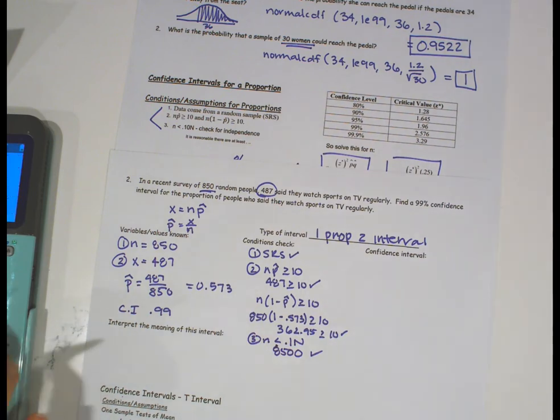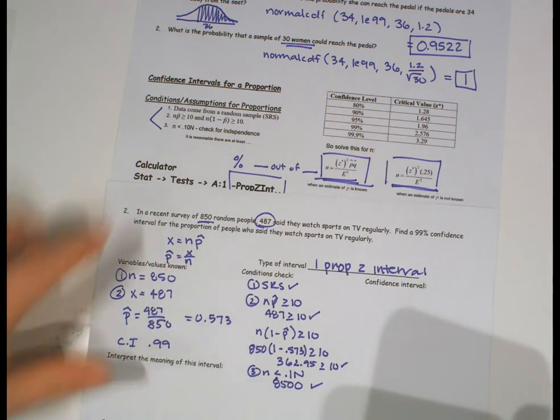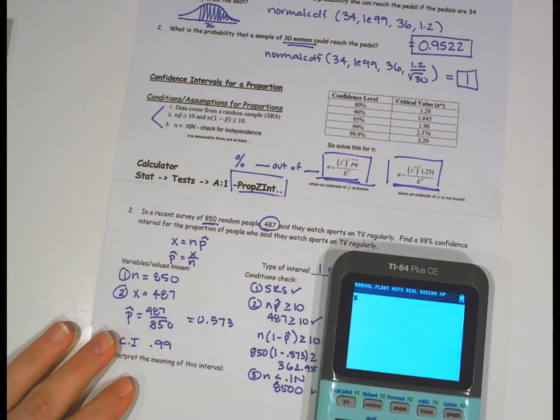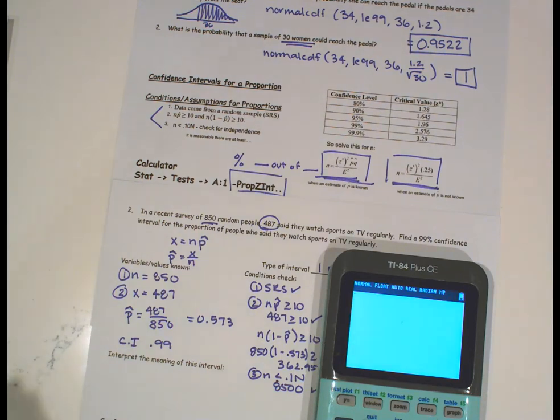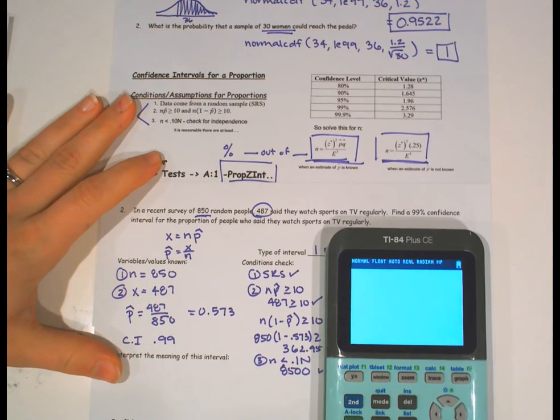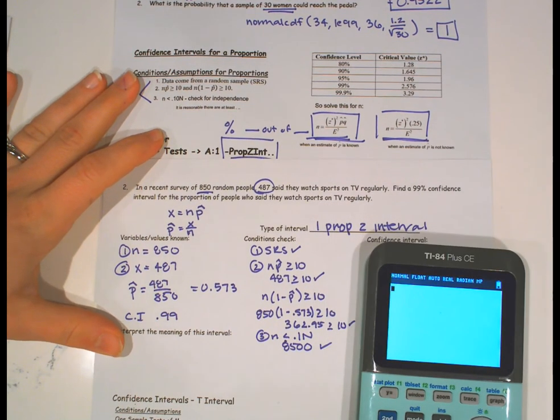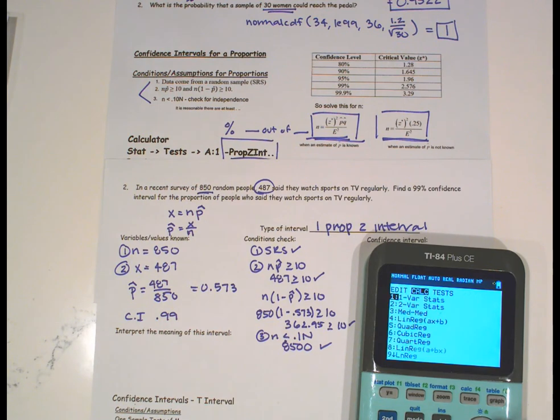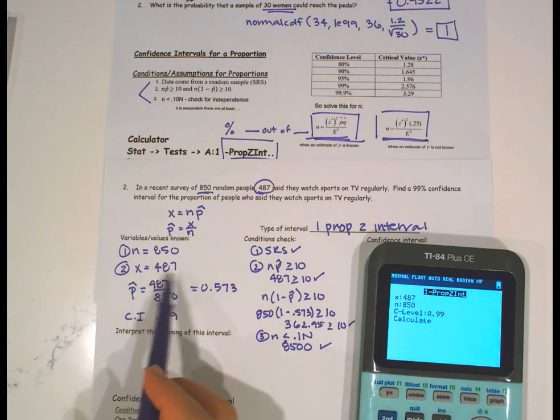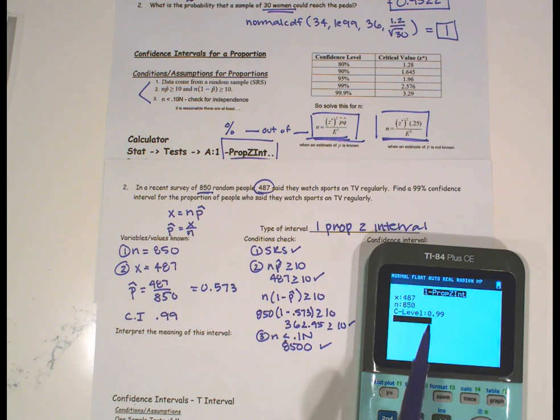All right, so to find my confidence interval, we go to stats test 1 prop z. Remember, that's the main thing that's not on your formula sheet, is where to find things on your calculator. So if you struggle with that, I strongly suggest using that note card to write that kind of stuff down. So if I go stats test, and then I'm going down to letter A, 1 prop z interval, my x value is 487, n is 850, and I'm running a 0.99 confidence interval.